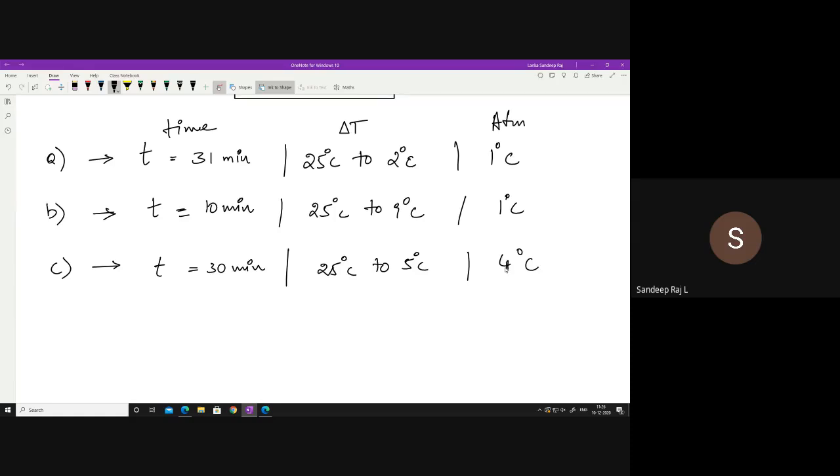Okay. See, you can consider any two cases, and you can draw so many conclusions here. See, here, if I take A and B, what can you conclude from this? See, for the initial drop till 9 degrees centigrade, it is taking only 10 minutes. For the remaining drop, it is taking almost 20 minutes. So the temperature drop is faster during the first 10 minutes, and in the remaining 20 minutes, the temperature drop is slowed down.